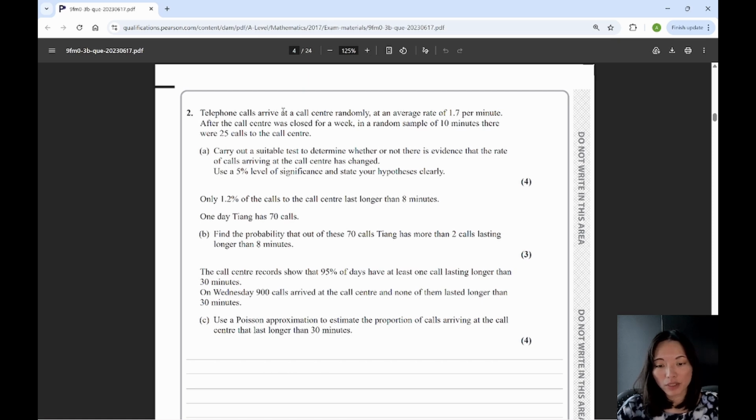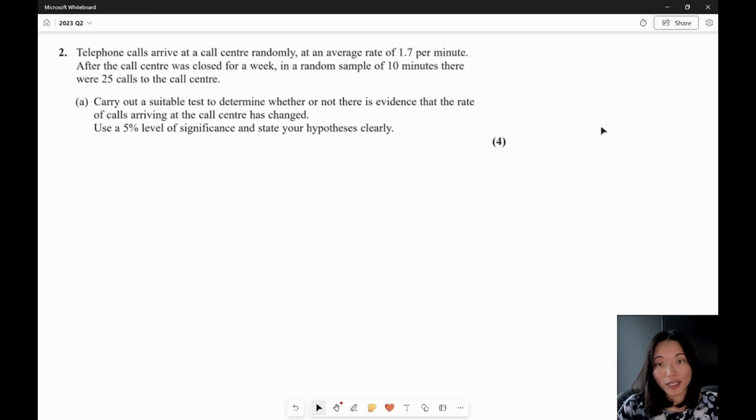Part A asks us to carry out a suitable test to determine whether or not there is evidence that the rate of calls arriving at a call center has changed. Use a 5% level of significance and state your hypotheses clearly. This is standard hypothesis testing. Let's do this together. You'll find out that parts A, B, and C of this question are actually standalone questions. Therefore, I'm going to just show part A here.